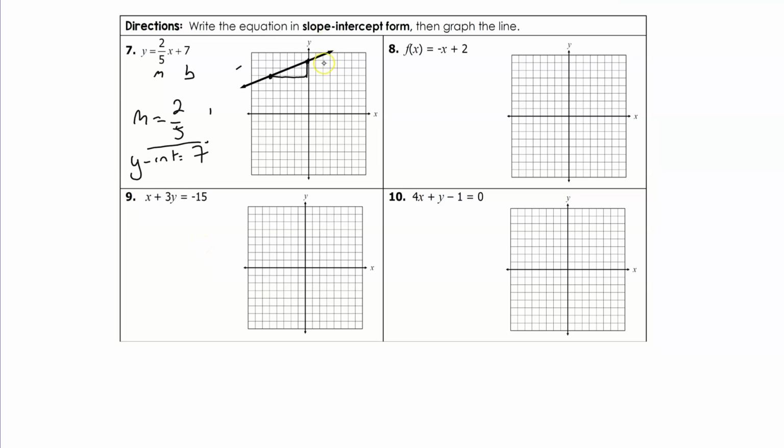Because I went 2 and 5. If I would have gone 2 and 5 again, it would have been somewhere over here. And you see how it would kind of meet? So it works out nice. All right, now, number 9.